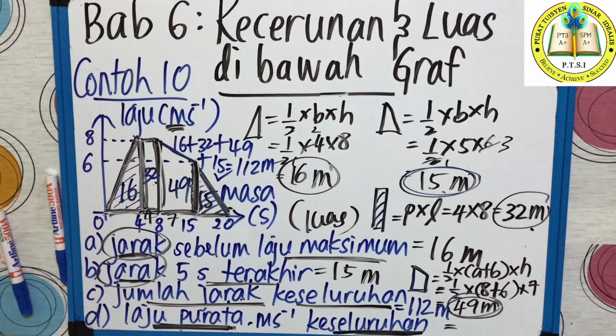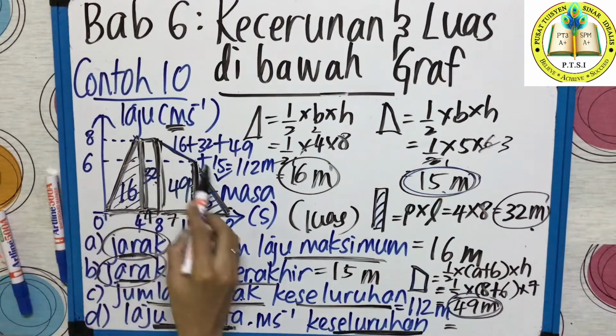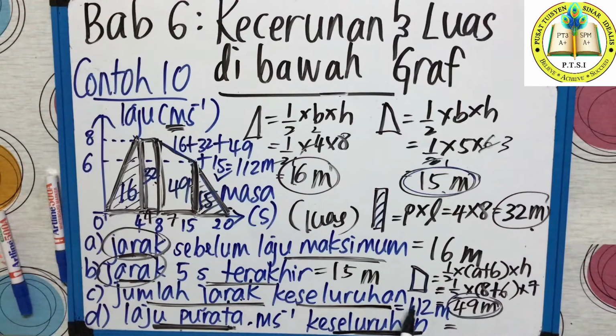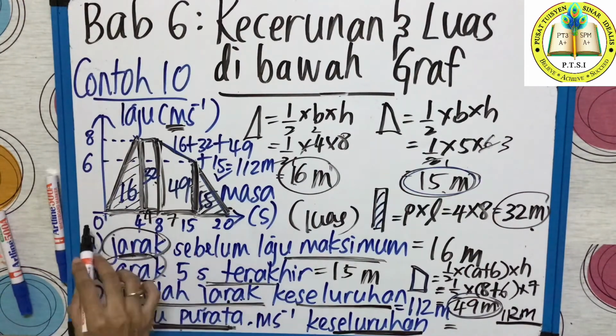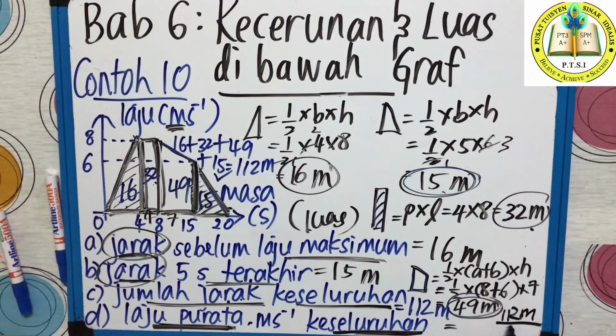So soalan di laju purata, jumlah jarak bahagi jumlah masa. So total distance divide by total time. Total distance kan tadi soalan C kamu sudah cari. 112 meter over total time. How much is the total time? You get 20 seconds. So sekarang kamu bahagi, kamu dapat 5.6 m/s, or m s^-1 also can. So 4 questions we have completed.